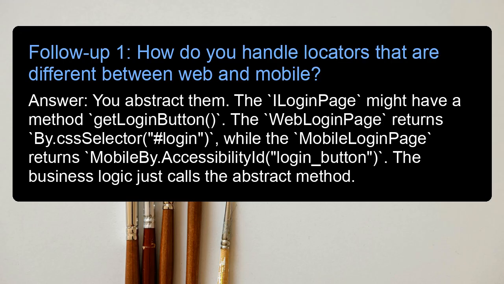Follow-up 1: How do you handle locators that are different between web and mobile? Answer: you abstract them. The ILoginPage might have a method getLoginButton(). The web login page returns By.cssSelector("#login"), while the mobile login page returns MobileBy.AccessibilityId("login_button"). The business logic just calls the abstract method.